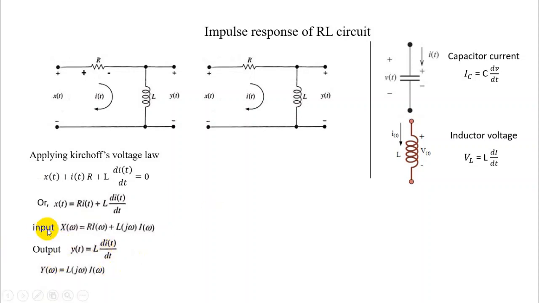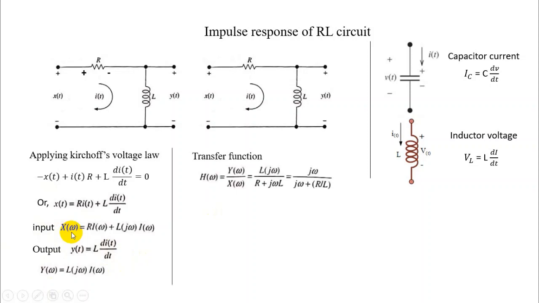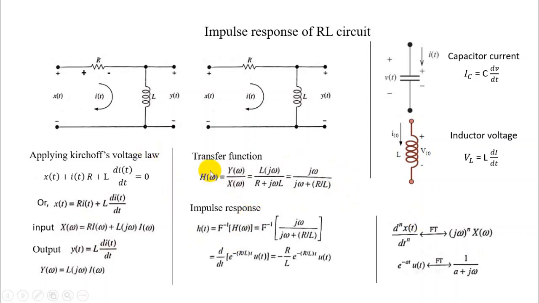How could we get the transfer function? We need the ratio between output and input. When we take the ratio of output and input in the frequency domain, we will get the transfer function. And if we want to determine the impulse response, we need to determine the inverse Fourier transform. But this function is not in a form suitable for the inverse Fourier transform, so we should rearrange the particular terms.